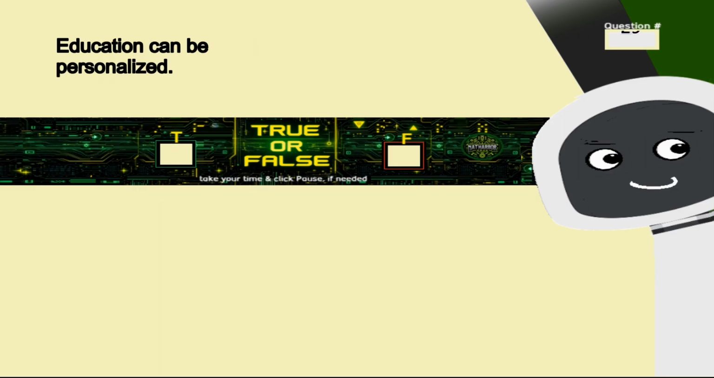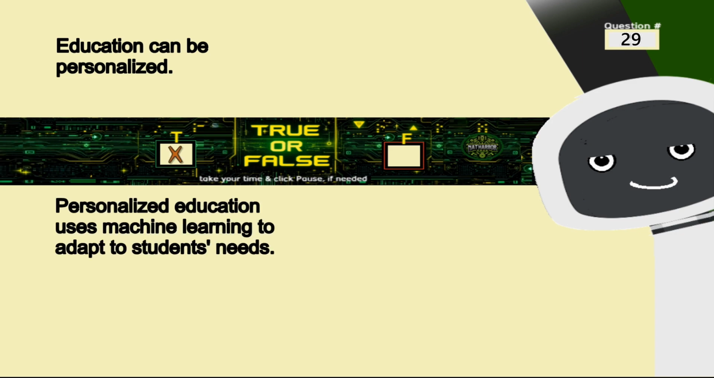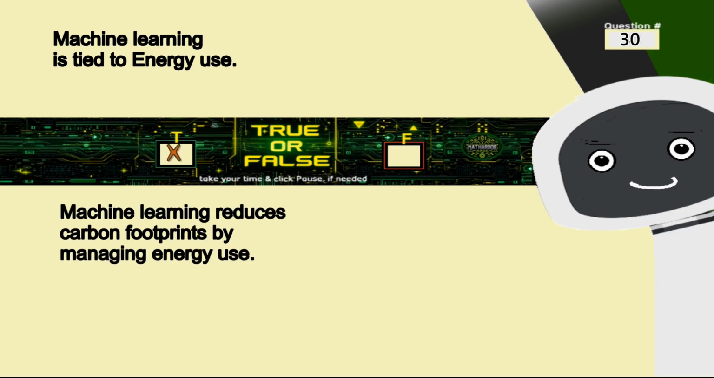True or false? Education can be personalized. Of course, that's true. Personalized education uses machine learning to adapt to students' needs. True or false? Machine learning is tied to energy use. That's true. Machine learning reduces carbon footprints by managing energy use.